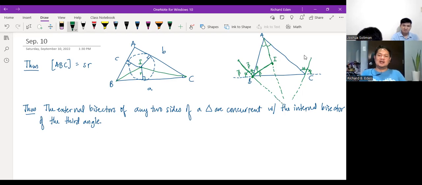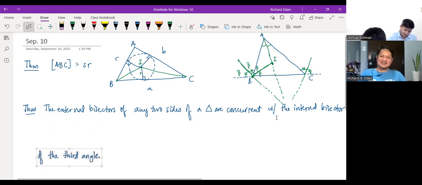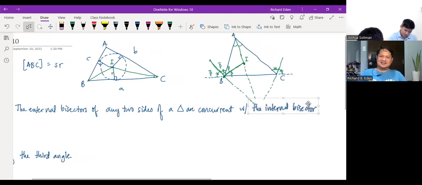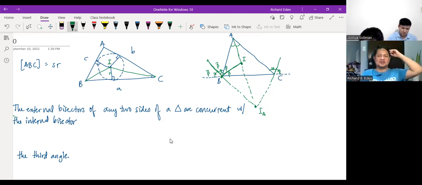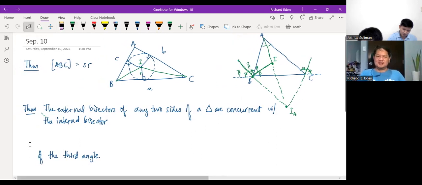I'll move this over because we need the space, it's going to collide. The usual symbol we use here is I sub A. So that's the excenter opposite angle A, because there is also an excenter opposite angle B and an excenter opposite angle C. So, I sub A. Wait, so you were saying?